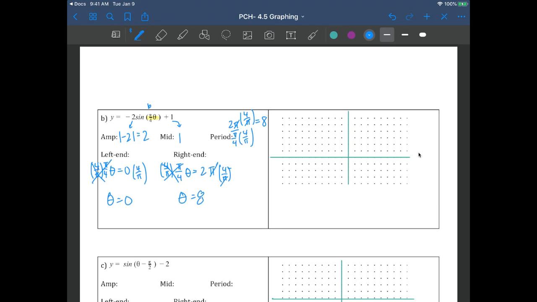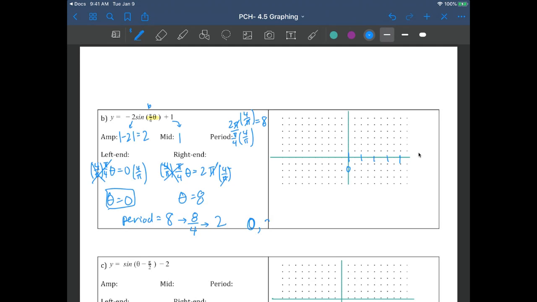So our starting value should be 0. Then we're going to count up by quarters. We're going to take our period, which is equal to 8, and cut it into quarters, so into 4. So we need to count up by 2s. So our starting value is 0.